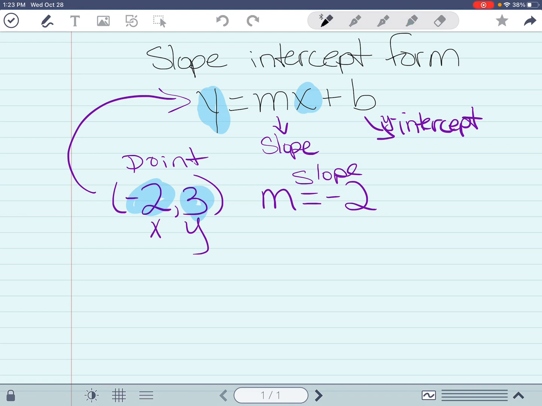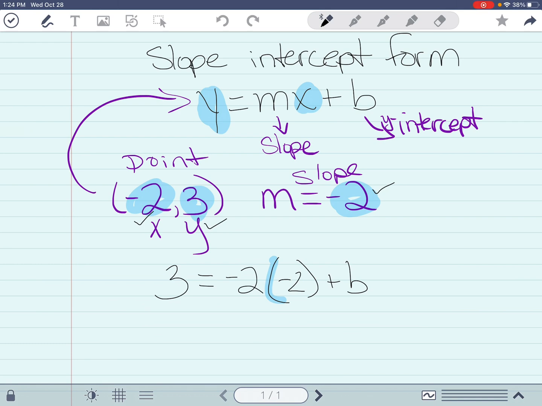So let's just show you an example here. So 3 would go in for y. Your slope is -2, so we're going to go ahead and plug that in as well for slope. And your x value is also -2. And your y-intercept, we don't know. So when you plug in for x and y and your slope, you're left to determine what the y-intercept is, because you need the y-intercept in order to write the equation of the line.